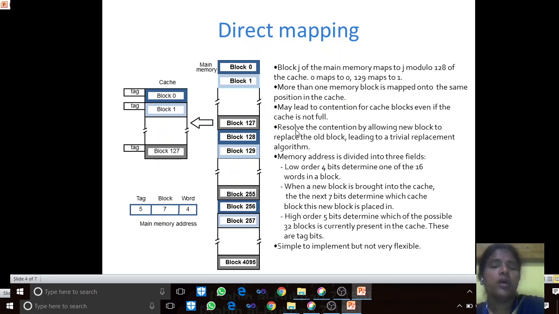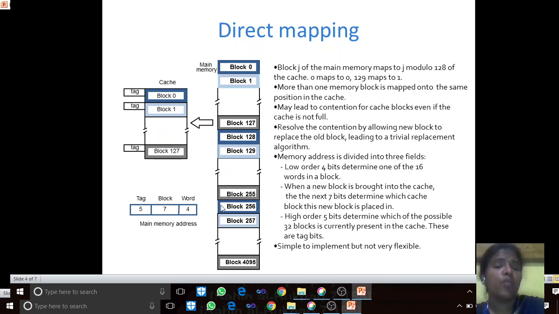This may lead to contention. Contention means there are more competitors for block 0. If block 0 is requesting and, at the same time, block 256 is also requesting, then the problem arises. This is called contention. This may lead to contention for the cache block even if the cache is not full.